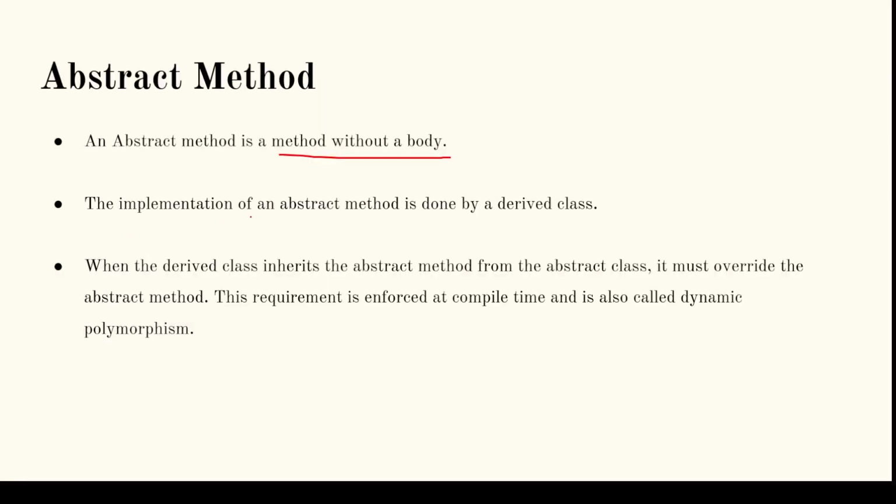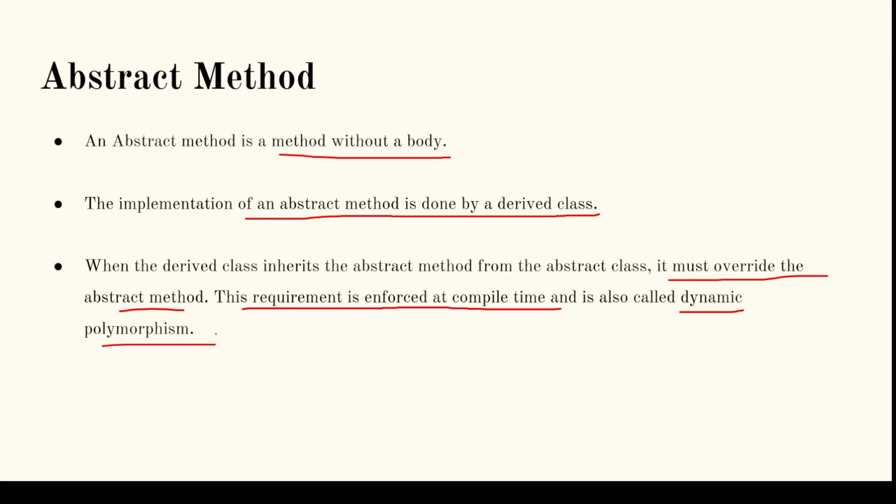The implementation of an abstract method is done by the derived class, which we have already seen. When the derived class inherits the abstract method from the abstract class, it must override the abstract method. This requirement is enforced at compile time, and it is also called dynamic polymorphism, which we have already seen in this video. C# compiler will enforce us to implement the abstract methods in the child class. And guys, if you notice here, abstract classes and interfaces look pretty much similar, but there are a lot of differences between an abstract class and an interface that we will understand in the next video.